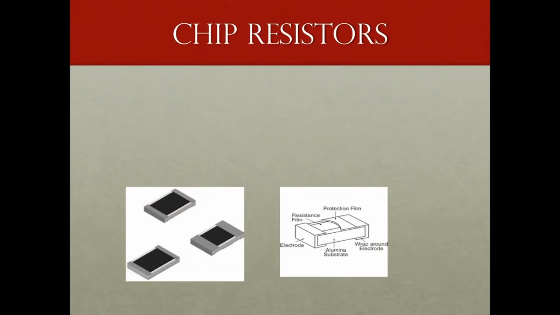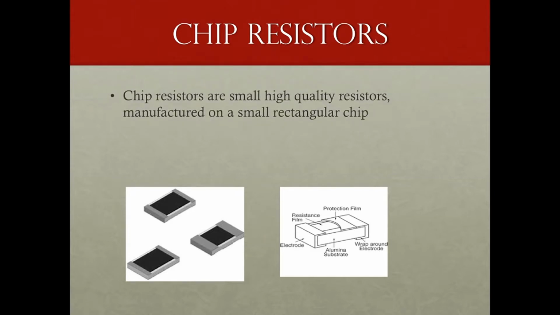Now, chip resistors have become really popular. They are small, high-quality resistors manufactured on small rectangular chips, and you can see the alumina substrate and the wrapped around electrode and the protective film there and the resistive film in the electrode. So you can see the construction of them.